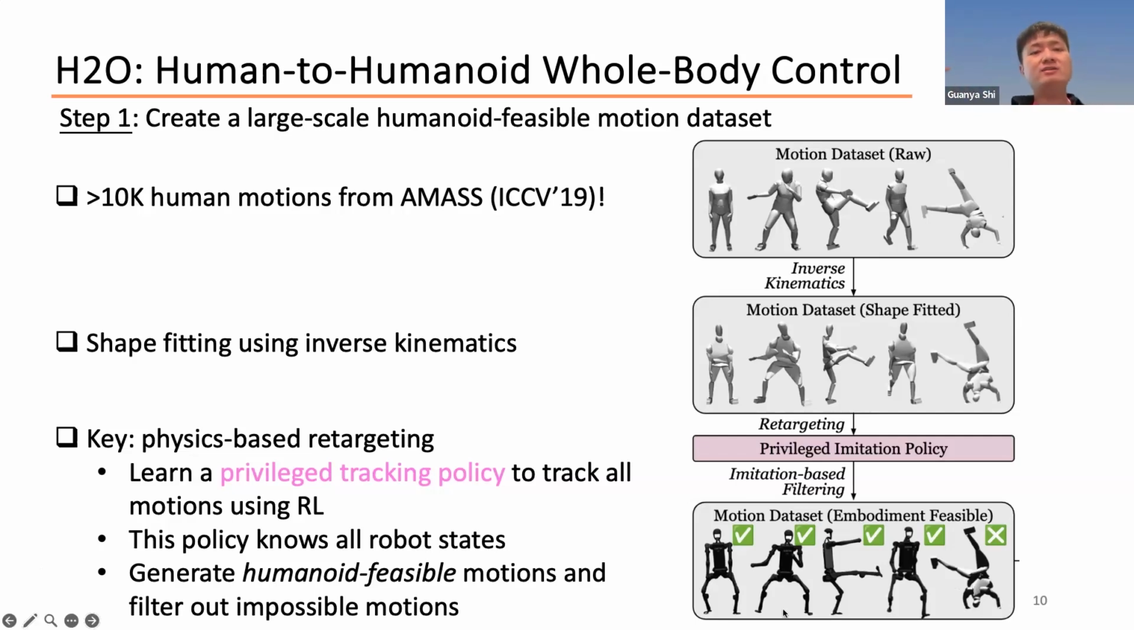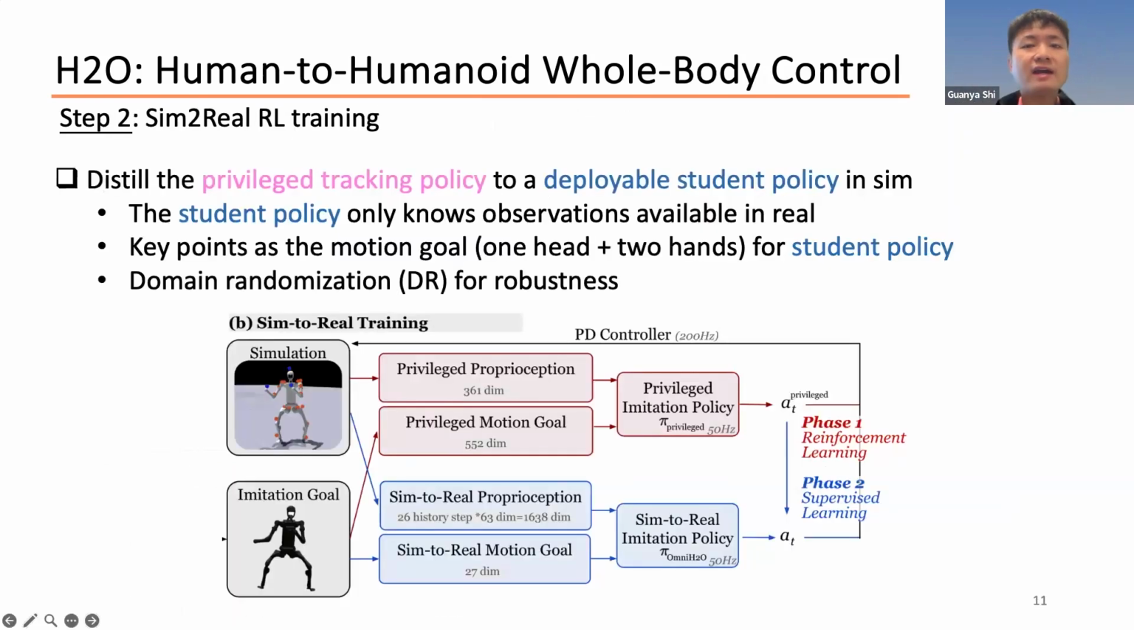So basically this procedure is to translate what humans can do to what a humanoid can do, in the ideal case, which is why we use a privileged tracking policy. If you're curious about the ratio, we can actually keep around 90% of the AMASS dataset. So we can track a lot of motions from the AMASS dataset. Okay, but this is not enough for Sim2Real, right? Because this privileged policy is not practical at all.